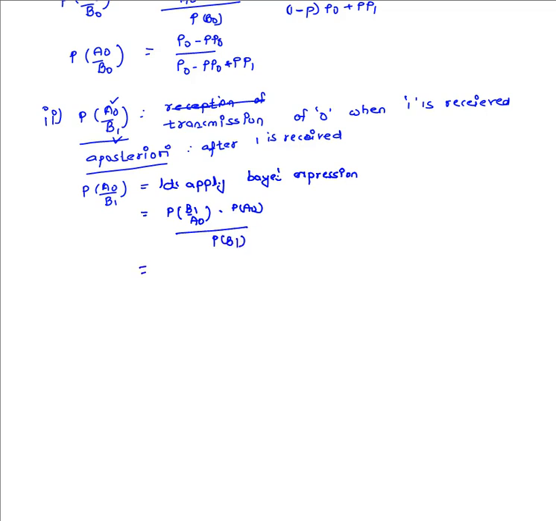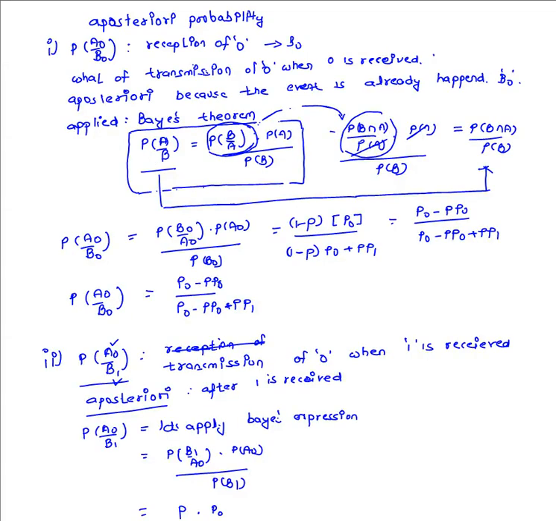So P of B1 divided by A0, that means the probability of reception of 1 when 0 was transmitted, is simply the probability of error, which we have concluded many times as P earlier. And P of A0 is simply the probability of transmission of 0, which is given by P0, whole divided by P of B1. P of B1 I think we have already calculated in the previous page or even in the same page. Let us see.